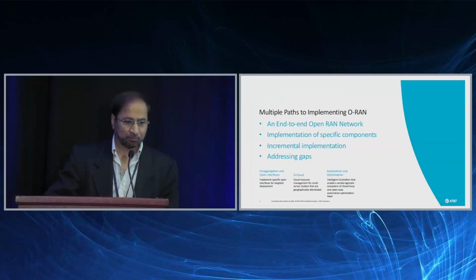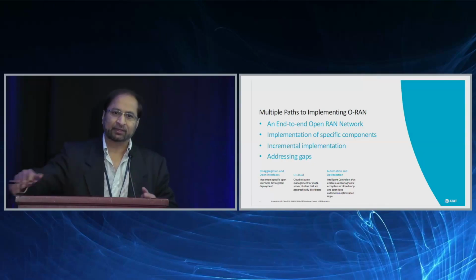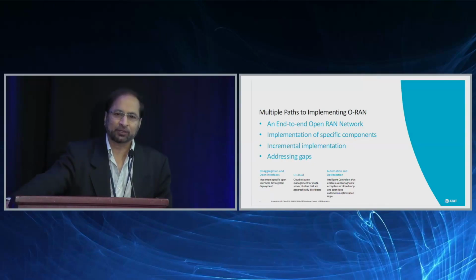So I think there are multiple paths to implementing O-RAN. You can obviously deploy an end-to-end, and we at AT&T really believe that an end-to-end open RAN deployment in terms of all the components is essential to get all the advantages that it provides. But then you can have implementations for specific components, and you could choose a bucket. There are very clear dependencies that you'd have to cater to so that you can do proper deployment. But otherwise, you could look at open interfaces.